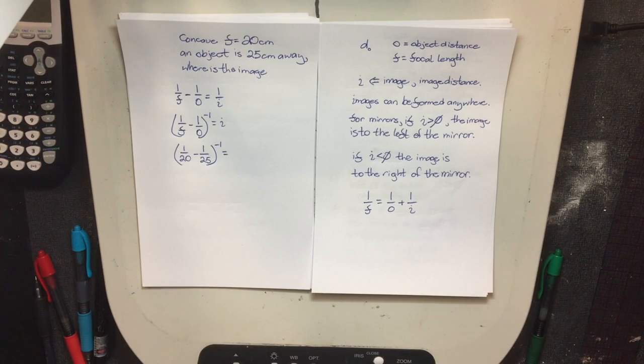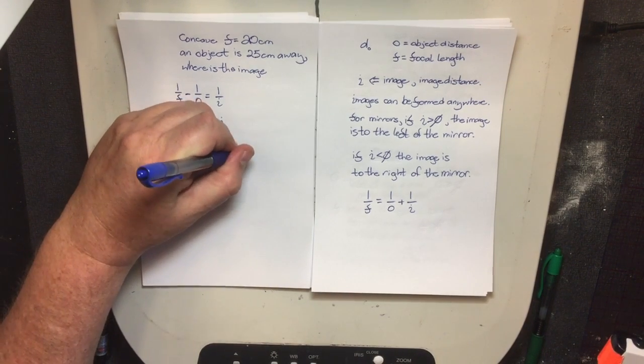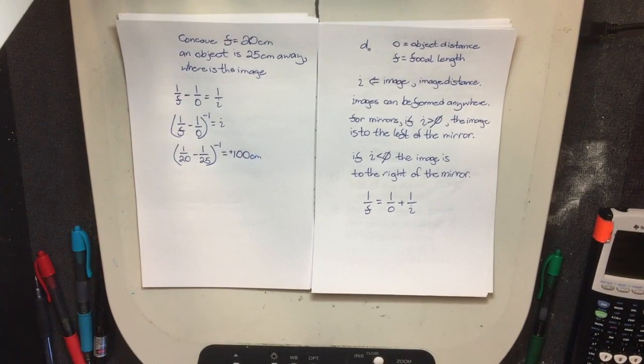Also in optics, in the lab that you're going to work on next week, you can use either centimeters or meters as long as you're consistent. And in the tests, the preferred unit, unless I ask differently, is centimeters. Centimeters is a number that people can wrap their heads around. So this number gives us 100. So the image is positive 100 centimeters.